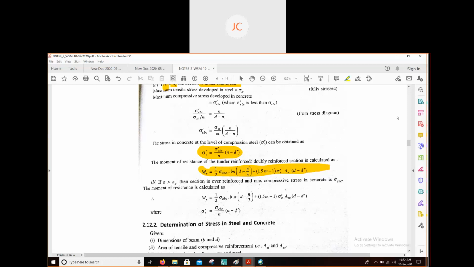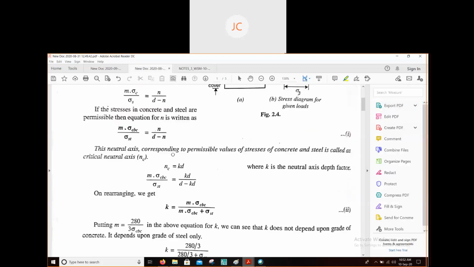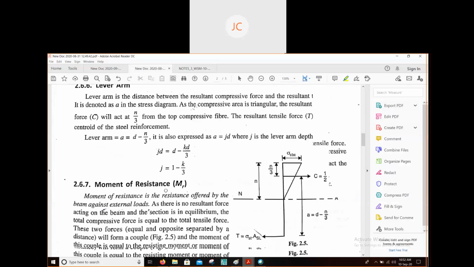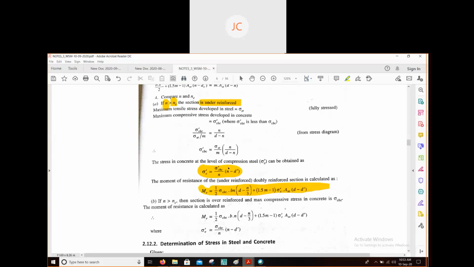Tashib, you mute yourself. Okay, so use this formula to find out the moment of resistance because you have got the actual neutral axis depth less than the critical neutral axis. So your section will be under reinforced. Depth of actual neutral axis is less than critical neutral axis, so our section is under reinforced. So you have to use this formula to find out the moment of resistance.